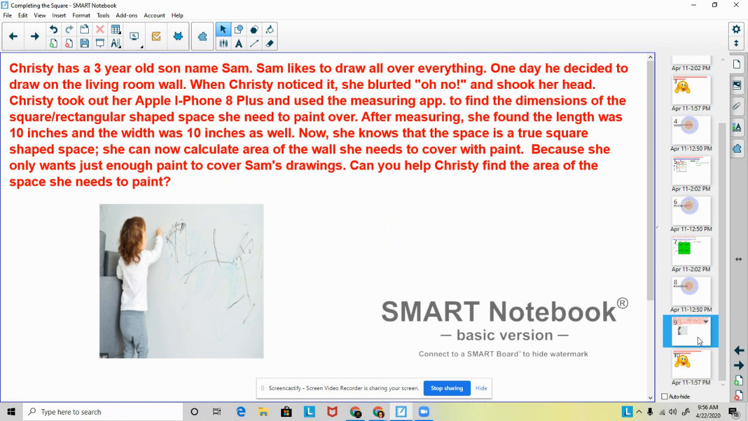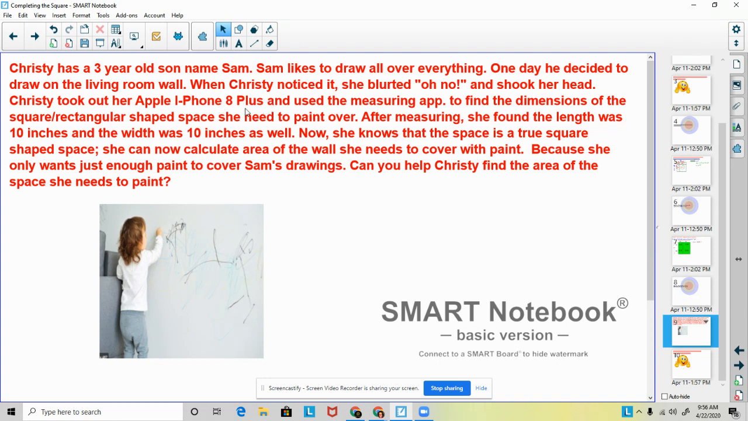All right, let's take this scenario for an example. Christy has a 3-year-old son named Sam. Sam likes to draw all over everything. One day, he decided to draw on the living room wall. When Christy noticed it, she blurted, "Oh no!" and shook her head.